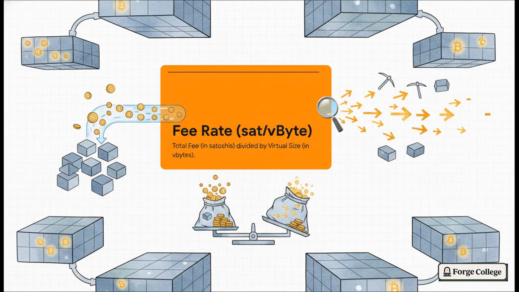Think about it like this. A tiny little envelope paying a small absolute fee is going to easily beat a giant, heavy safe paying a much larger absolute fee. Why? Simply because the envelope's rate per vByte is higher. It is all about maximizing that revenue per block weight.